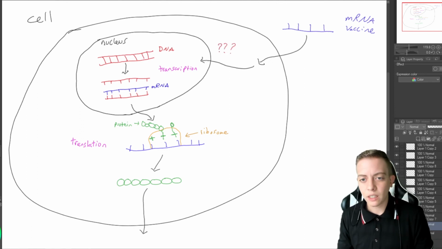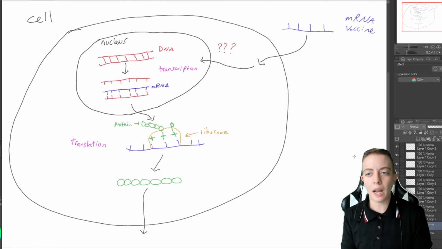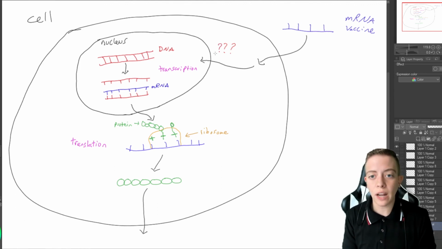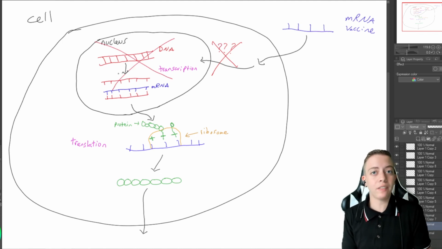So does this happen? Do we get mRNA in the nucleus? No, we do not. The mRNA cannot cross into the nucleus. So there's no possible way for the mRNA vaccine to modify the DNA. So this is an irrelevant concern. There is no way for this to happen.